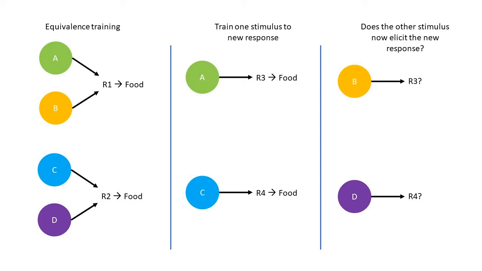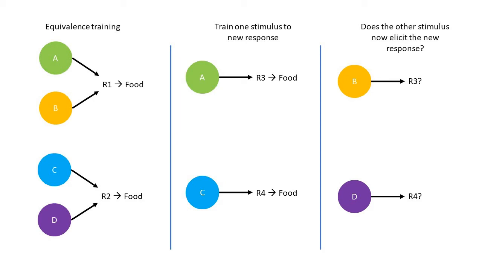The idea is that during this phase, A and B require the same response to get the same outcome. And C and D require the same response to get the same outcome. So therefore, A and B should be equivalent to each other, and C and D should be equivalent to each other. But A and B are different from C and D.